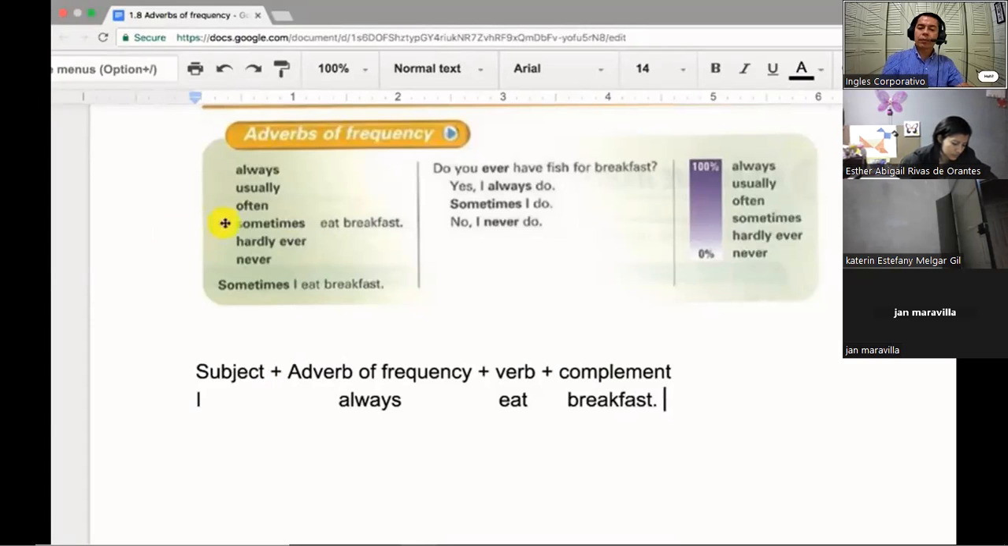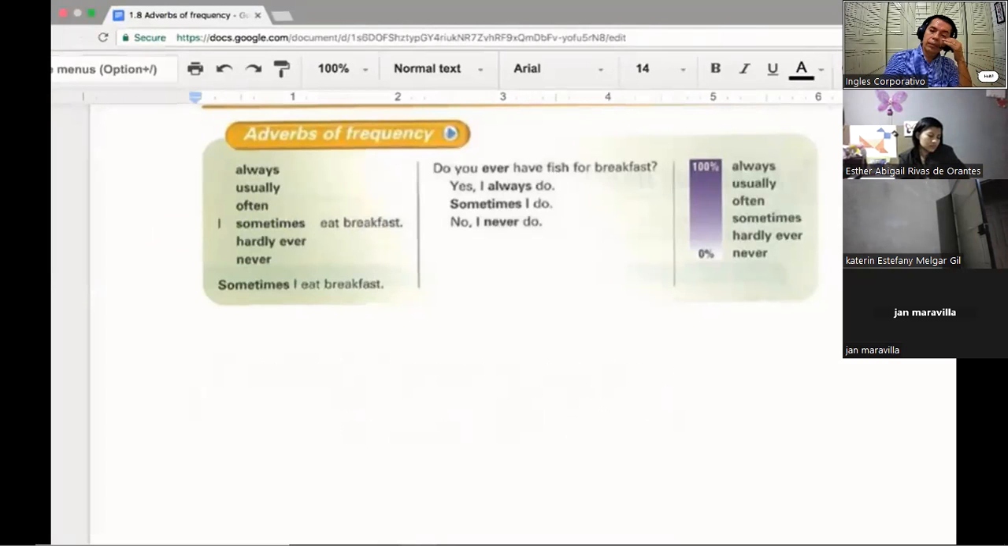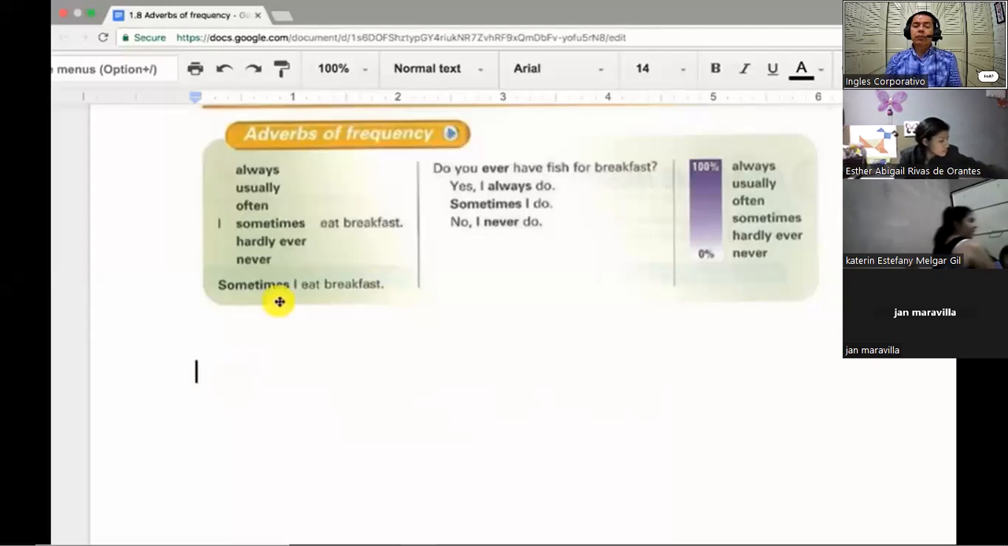I sometimes eat breakfast. The subject is I. The adverb of frequency is sometimes. The verb is eat, and the complement is breakfast. I would like to show an exception to this rule. If you notice the example, sometimes I eat breakfast. With the adverb of frequency, sometimes, you may put that at the beginning, just like you see on the example. Sometimes I eat breakfast.